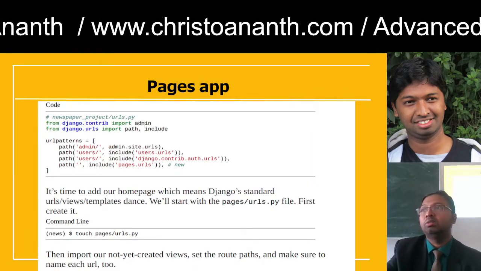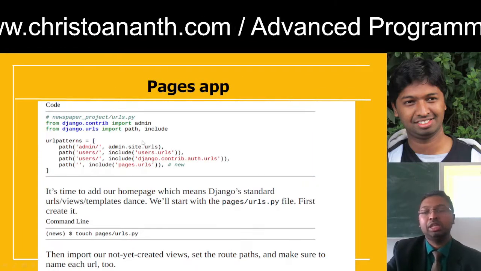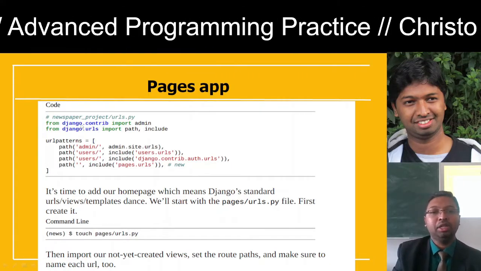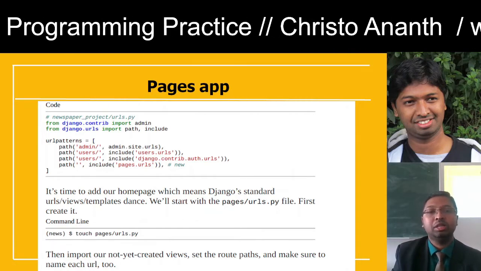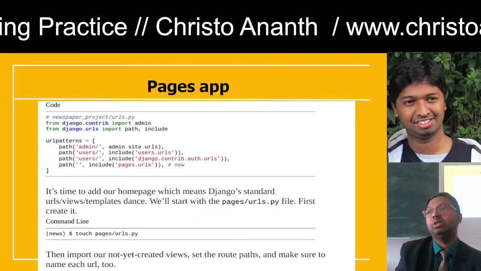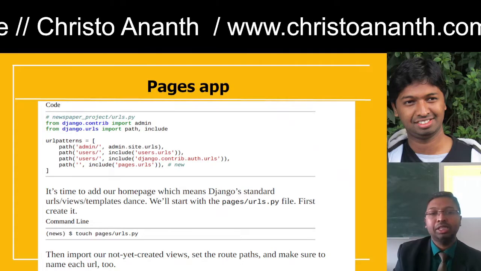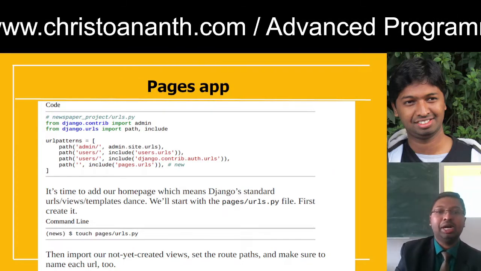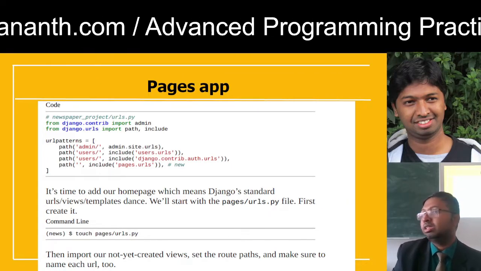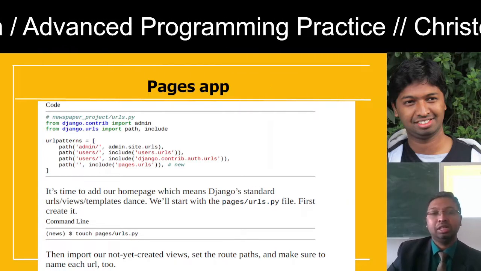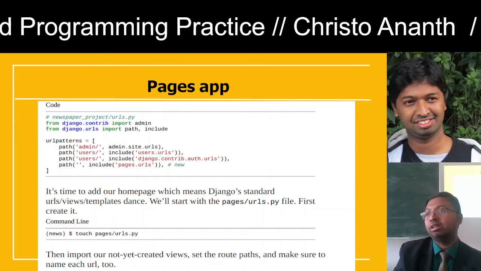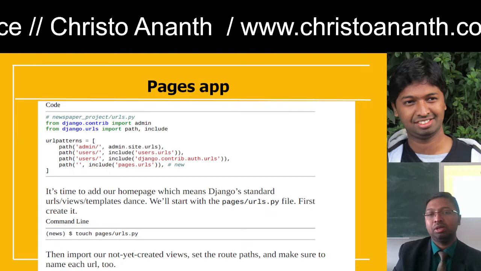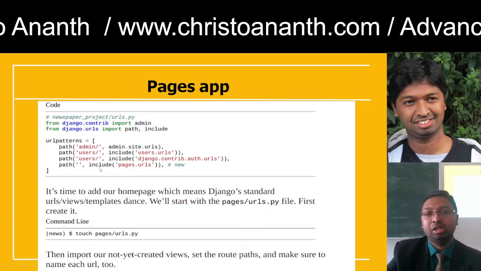Okay, and within the newspaper project urls.py, you'll go from django.contrib import admin, and from django.urls import path, and you include the urlpatterns. Okay, so the path is admin, it is admin.site.urls, and the path is users for users.urls, and path, you are going to include django.contrib.auth.urls, and the path you are going to include pages.urls. So this is the new line statement that you are going to add.